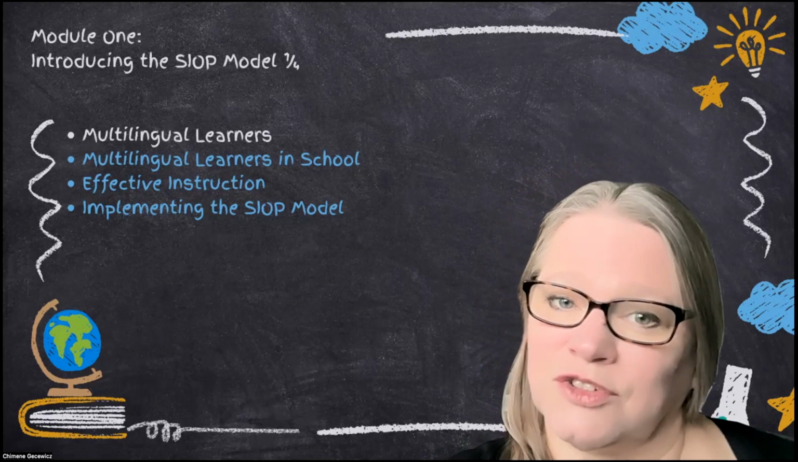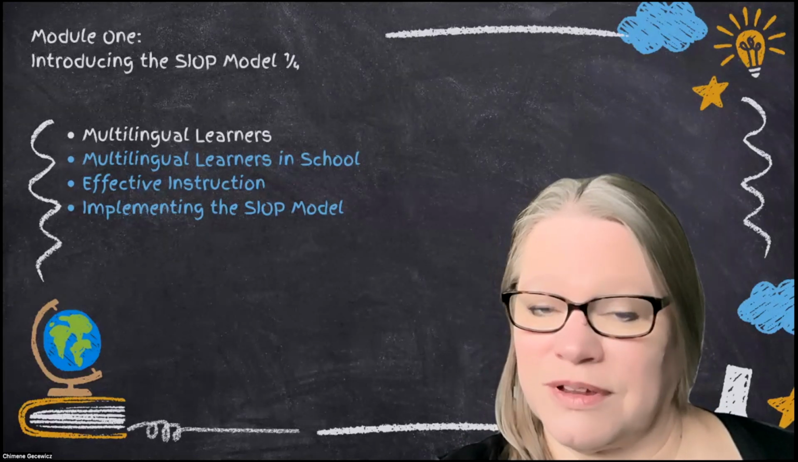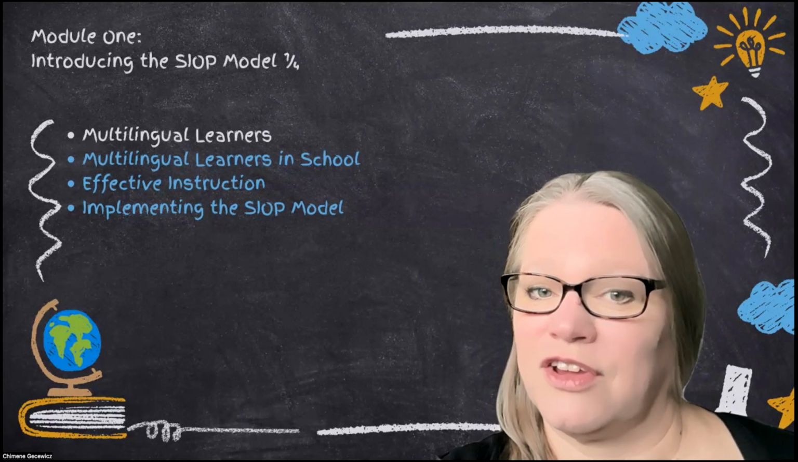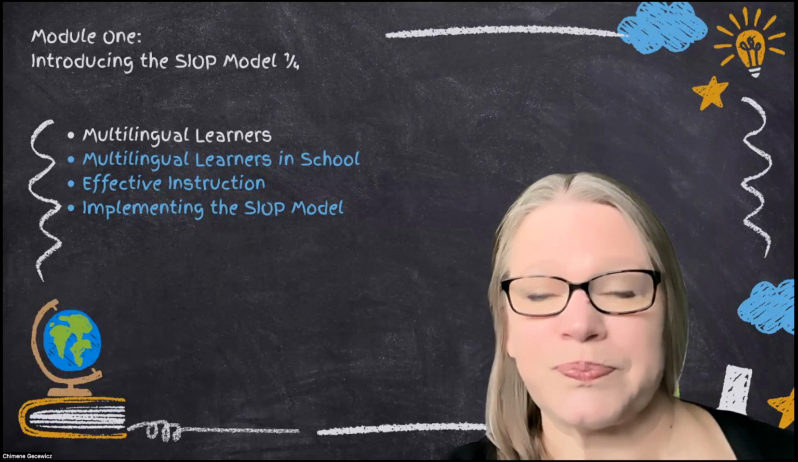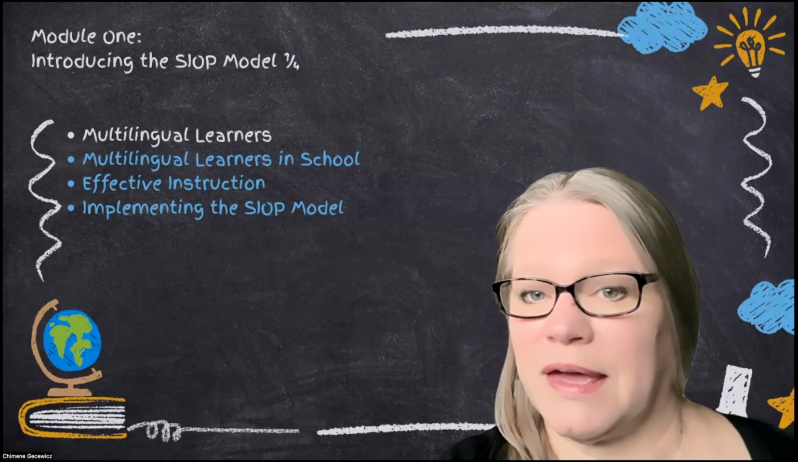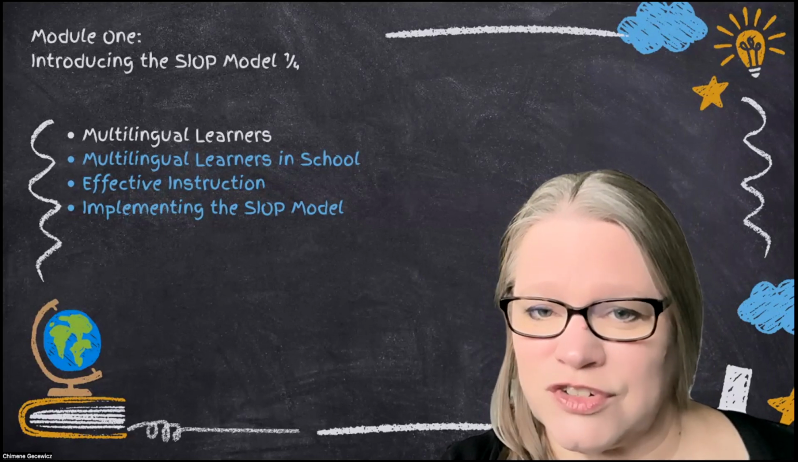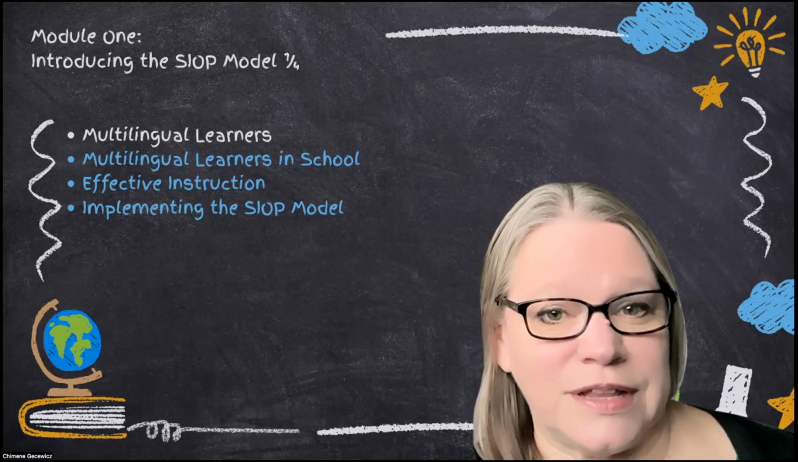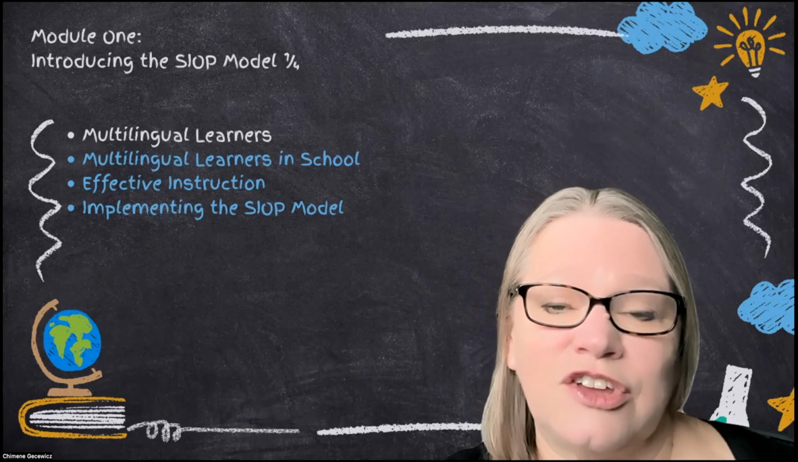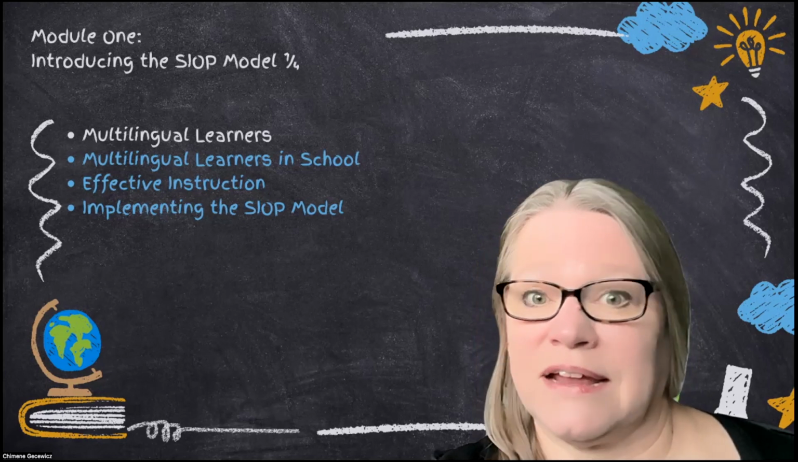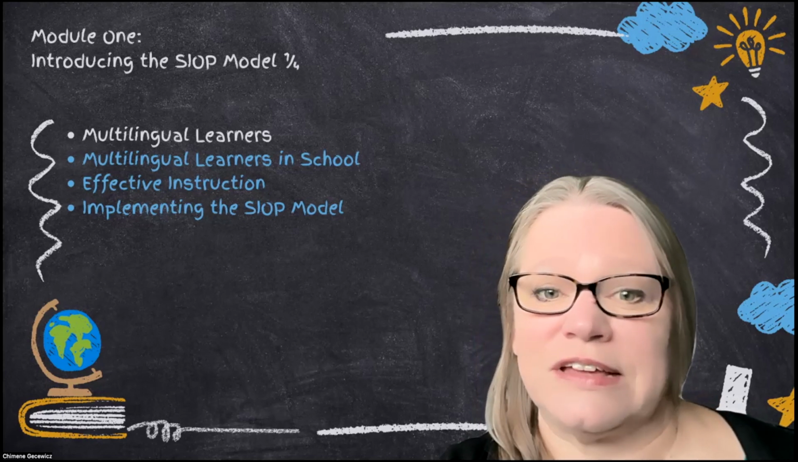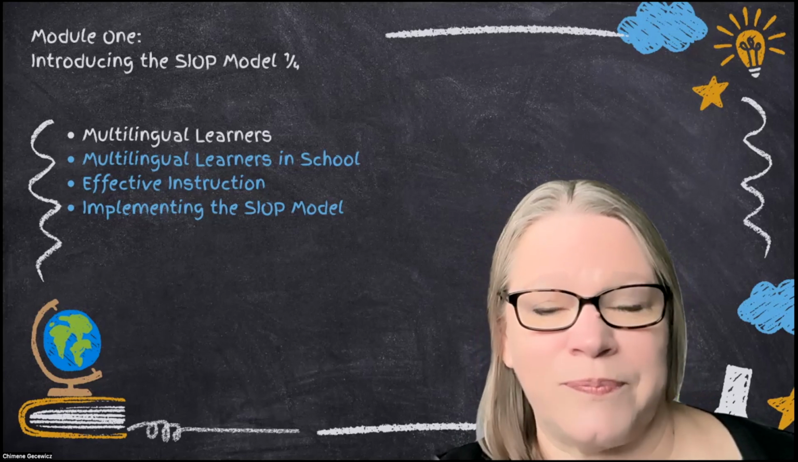By the end of the module, you should be able to list characteristics of multilingual learners that could influence their success in school. You should also be able to distinguish between content-based language instruction and sheltered language instruction. And you should be able to explain some of the research that supports the SIOP model.